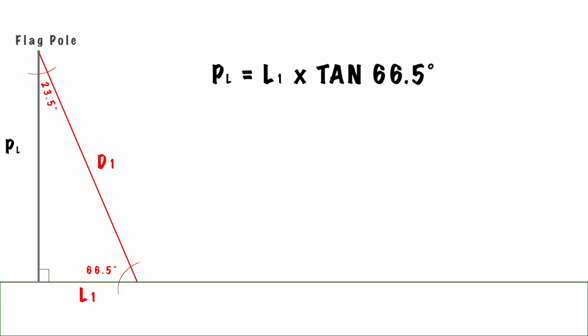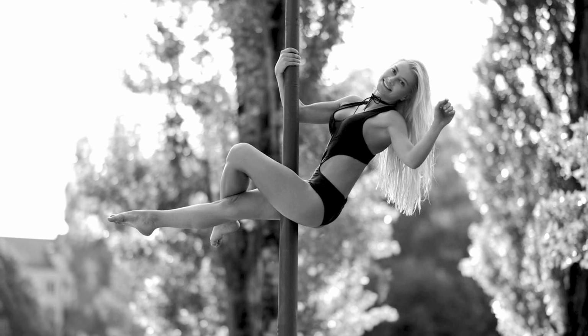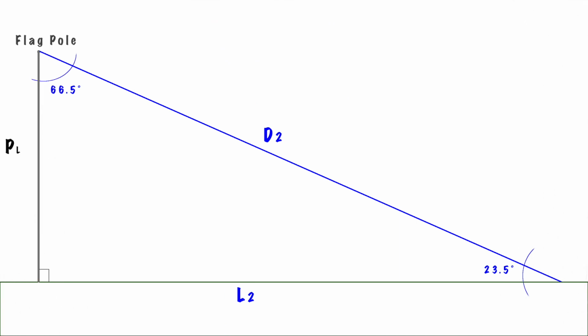Referencing our tangent function, we now have an equation that will allow us to calculate P sub l, the height of the pole. P sub l equals our distance away from the pole, L1, times the tangent of 66.5 degrees. We measured L1 and it came to 43.5 feet, as I mentioned, and our calculator tells us that the tangent of 66.5 degrees is 2.2998. Multiplying them together, we get the height of the pole, which is 100 feet. Now that was a lot easier than climbing the pole to measure it, don't you agree? But let's double check our work. We'll make some measurements from another location and see if the results still match.